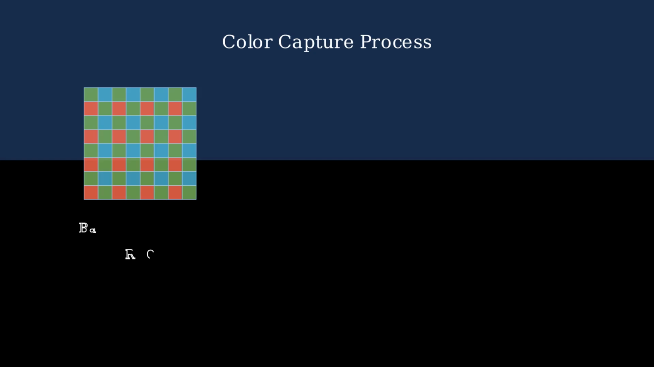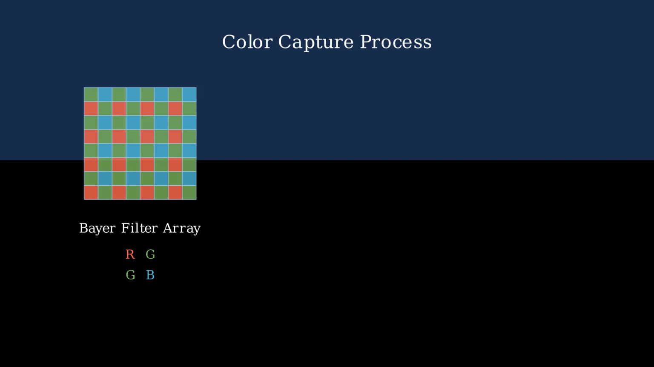When a digital camera captures a color image, it faces a fundamental challenge. Most camera sensors can only detect brightness, not color. To capture color, a special filter array is placed over the sensor, the Bayer filter. This filter consists of a pattern of red, green, and blue filters arranged in a specific order.